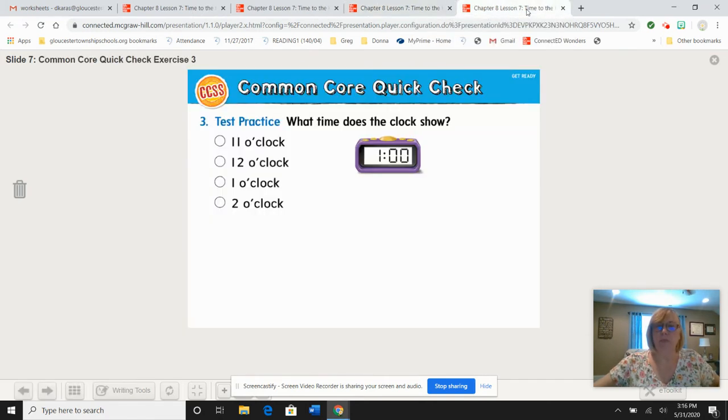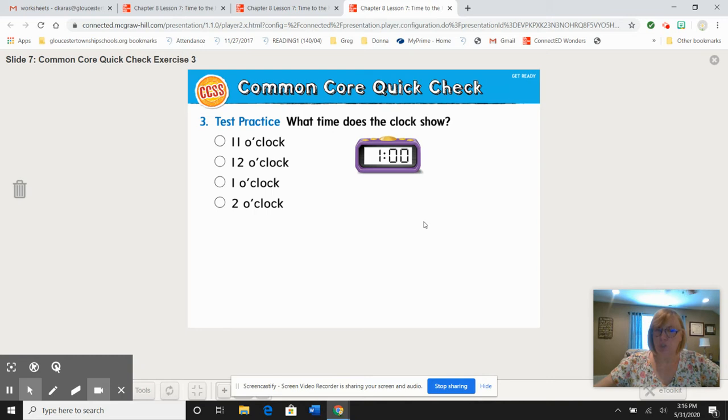Before we do that, let's do a little practice. What time does the clock show? Does it show 11 o'clock, 12 o'clock, 1 o'clock, or 2 o'clock? And who remembers what type of clock this is shown as? That's right. If you said digital, you're correct. Let's look at our next slide. And it was 1 o'clock.